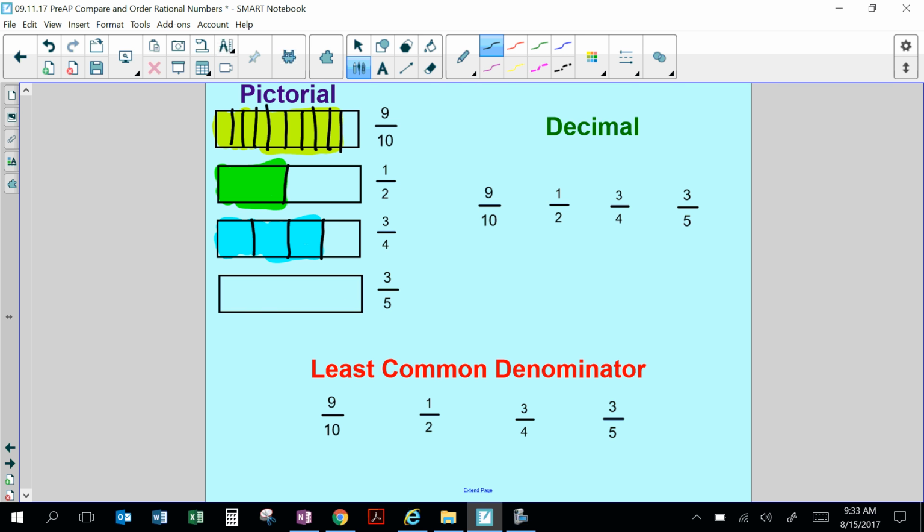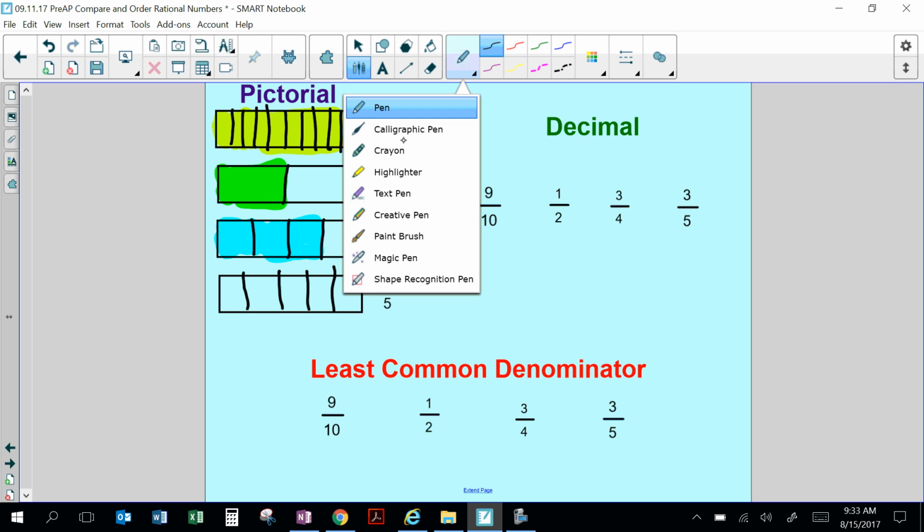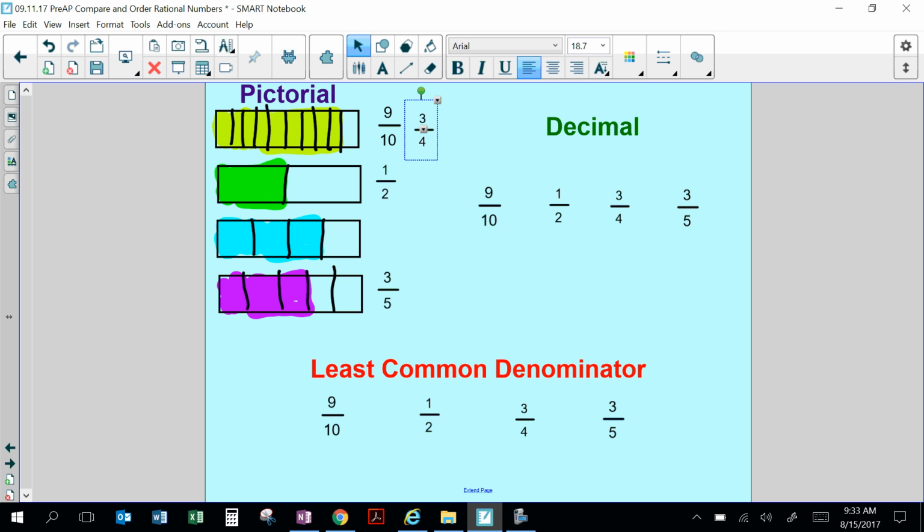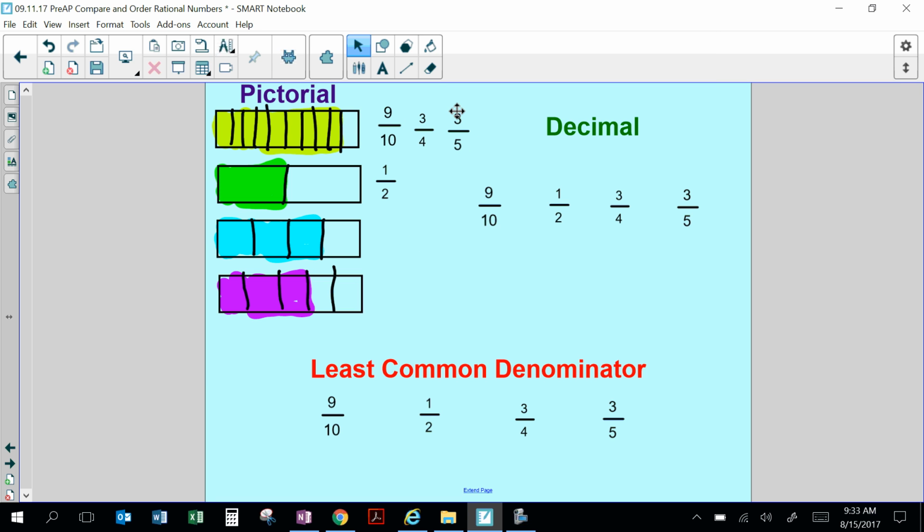And last but not least, I'm going to divide this into fifths, and I'm going to shade in 3/5. So which one is the greatest of all? From what I can tell, 9/10 is shaded the greatest amount. Then it seems like 3/4 is shaded second greatest, then 3/5, and then 1/2. And that's how I could do it with the pictorial model.